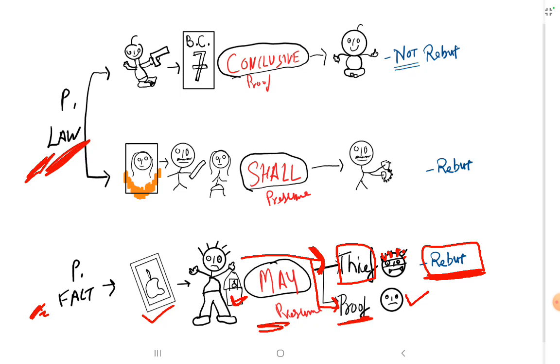Another one was presumption of law. In it there were two, shall presume and conclusive proof. In shall presume there was the option of rebuttal. You can rebut it, you can disprove it, but in conclusive proof there was no option of rebuttal. First we will see shall presume.